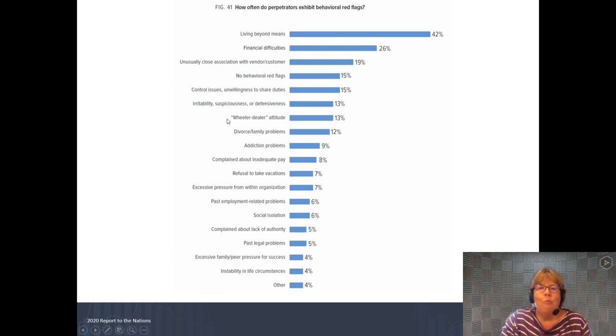So what are our red flags? What would a fraud investigator look for? The number one is not surprising, and actually goes with probably number two: living beyond their means and financial difficulty are probably the two largest ones. Then close association with vendors and customers, which allows for collusion a little more easily. No red flags at 15%. Control issues is also up there.